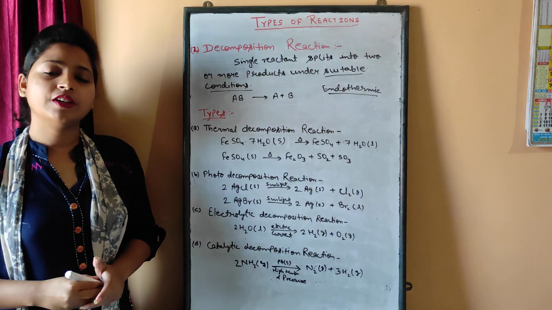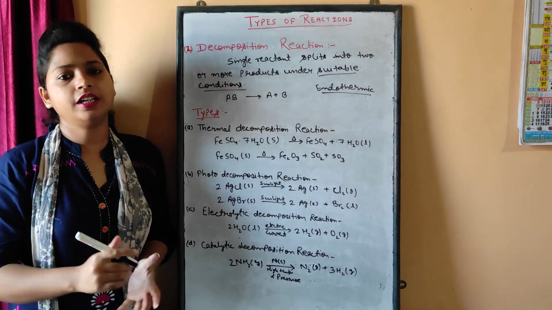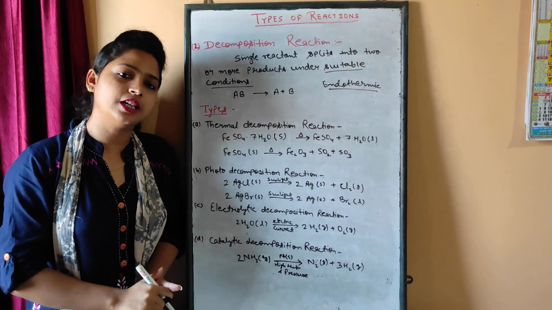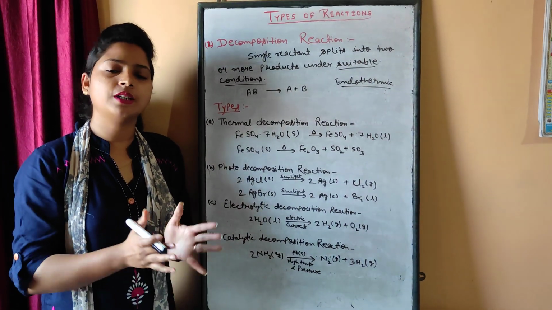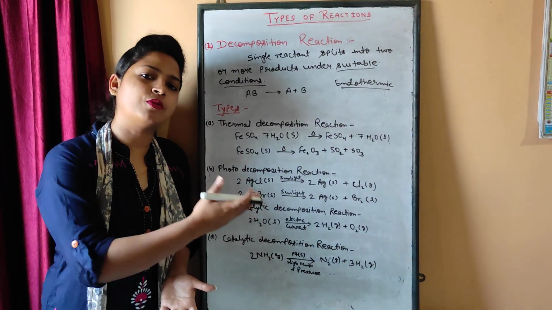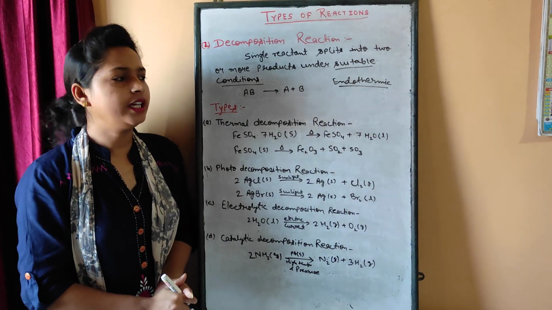Why is it an endothermic reaction? Because we need an agent. We need some amount of energy in the form of sunlight, heat or whatever the form is. But we need some amount of energy to perform the decomposition reaction.